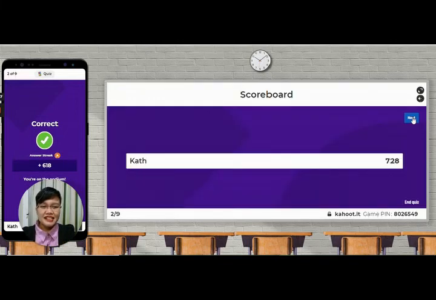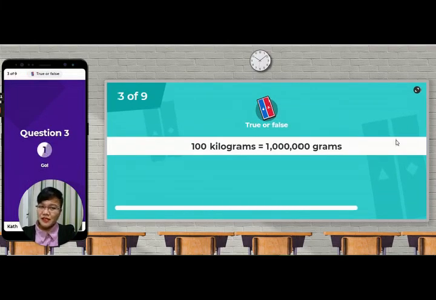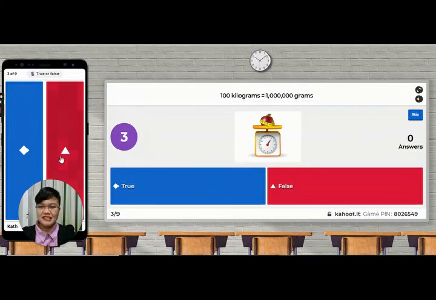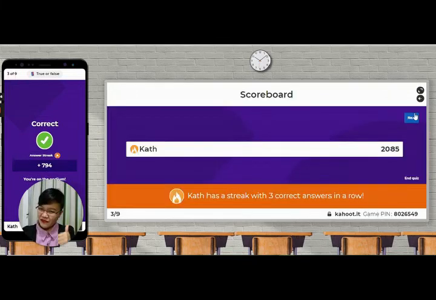All right, next question. True or false? 100 kilograms is 1 million grams. Well, I would answer false. I hope you got this correctly. It is false because 100 kilograms is actually 100,000 grams. Very good to those who answered correctly.